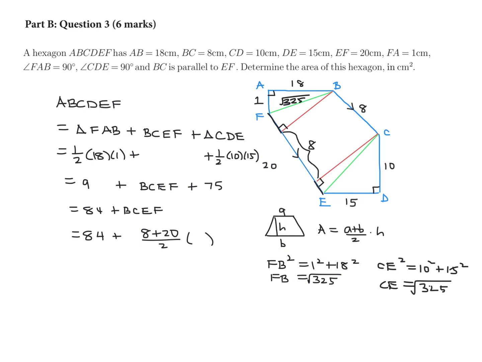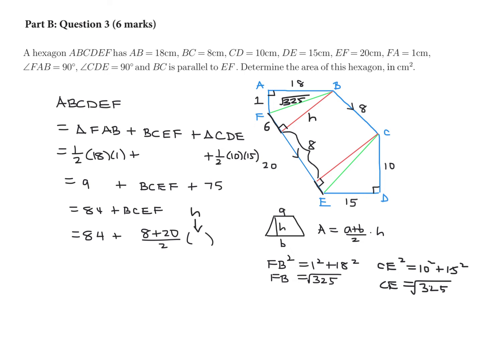If this is root 325, from here to here, since it's isosceles, I can figure it out now. This whole thing is 20, right? So you subtract from it the 8, that leaves 12, and then each of those is half. That's 6, and that's 6. I got it. Now I can figure out this H, which is what I have to put in here.